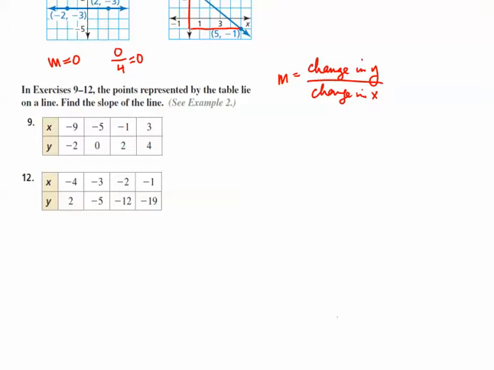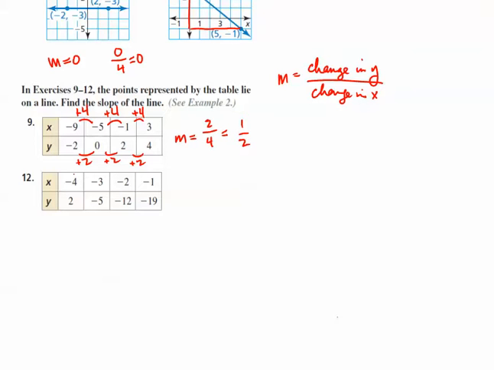Now in order to do this, we're going to find differences. So for the x's, we go up by 4, up by 4, up by 4. And for the y's, we're going up by 2, up by 2, up by 2. So we know then that m is the change in y, which is positive 2, over the change in x, which is positive 4, or a slope of 1/2.